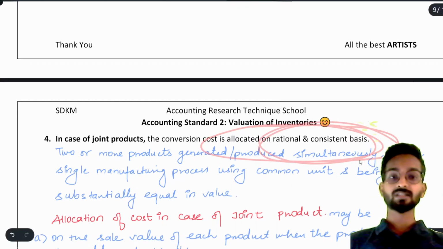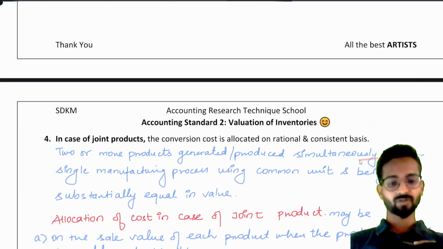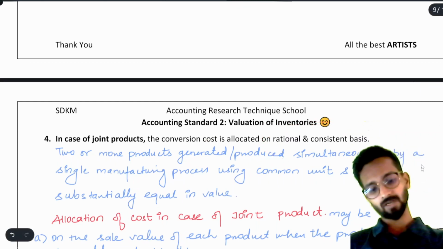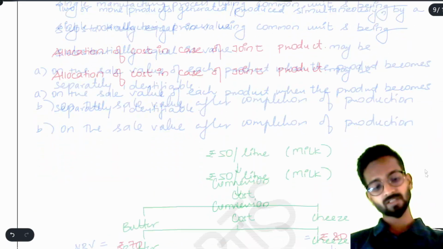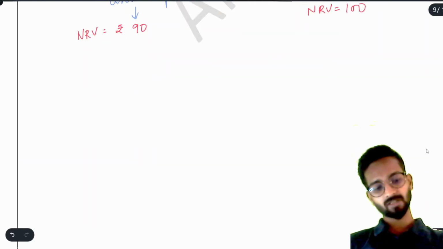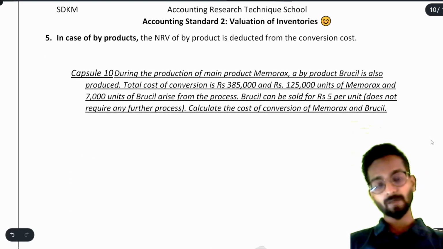You cannot say that this year I will give the equal cost, next year on the basis of sale value, next year on the basis of 3 is to 2. You cannot do this. You need to be consistent in that. Now, this is your topic of joint product and how to allocate the cost of raw material in the different products. The next topic we have here is in case of byproduct.